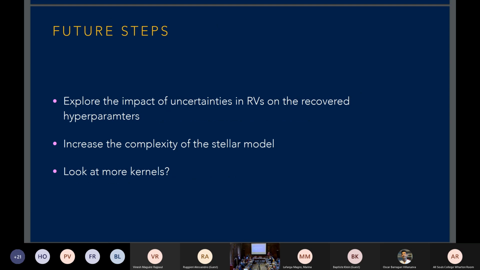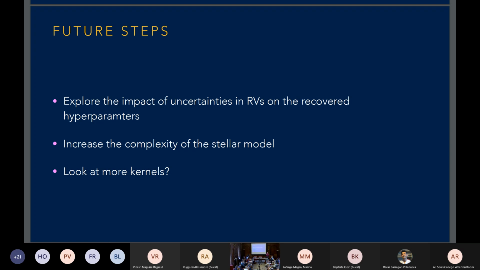So, future steps. One thing I want to explore further: the radial velocities that I showed are ideal, perfect radial velocities. Let's put an RV machine out in space and get the same sampling as we do for space-based photometry. I've done some tests degrading that sampling, and as you expect, the more you degrade your sampling, the worse your fit to the hyperparameters and the less well they correlate.